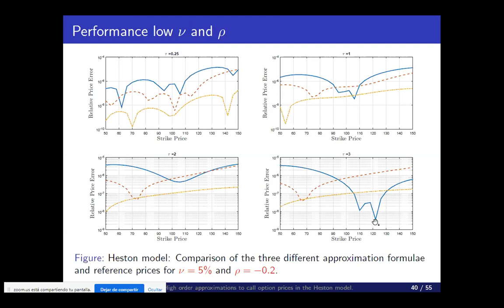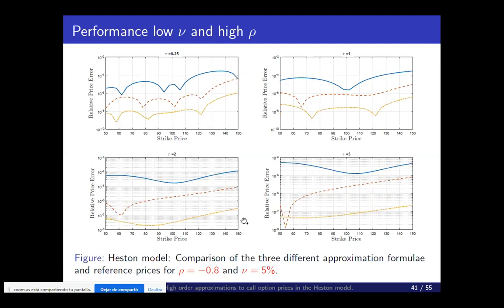I was not able to understand why the error is behaving in this way. Maybe it's something we can study, but I think it's a little bit hard to study specifically the form of the error. In this case, nu is little and rho is little. Let's see what happens when we increase rho.